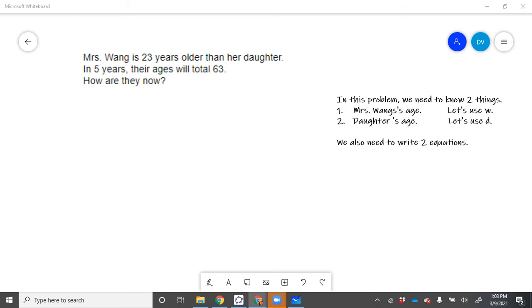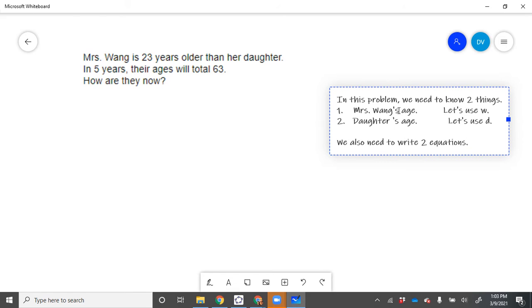In this problem, in all of these problems, we need to know two things. By the way, a lot of times we'll use X and Y. We don't want to use that here. Since we have to find Miss Wang's age, did I spell it right? I think I spelled it wrong. Let's use a letter that makes more sense. Does W make sense for Miss Wang? And then for the daughter's age, again, we don't want to use Y, so let's use D for the daughter's age.